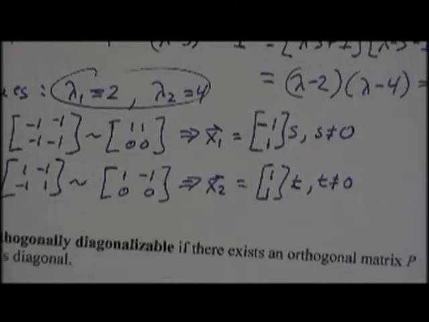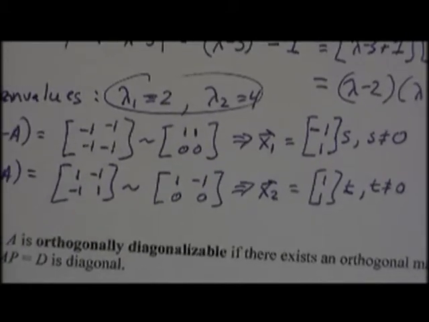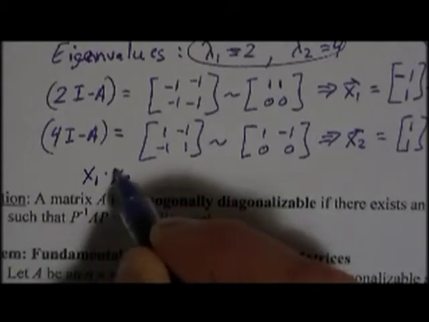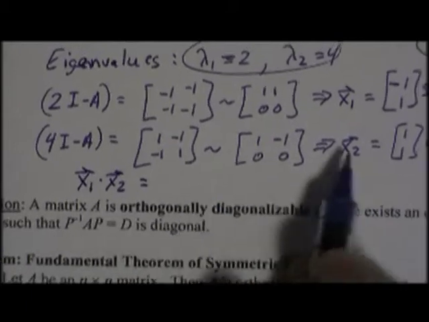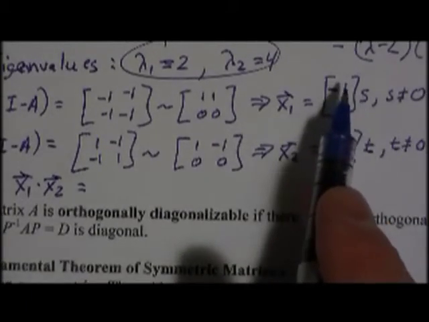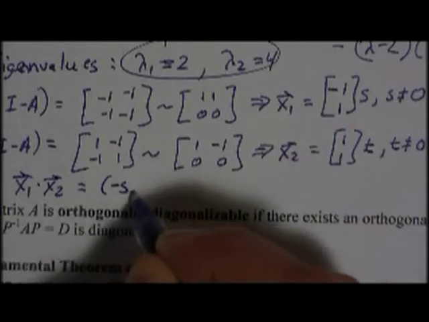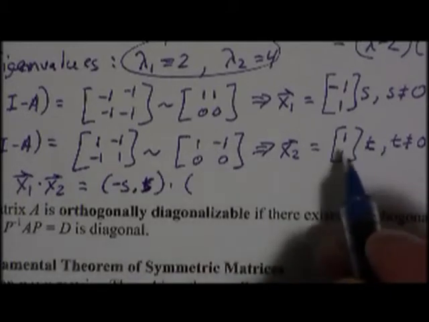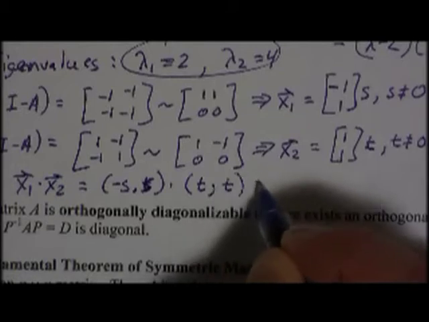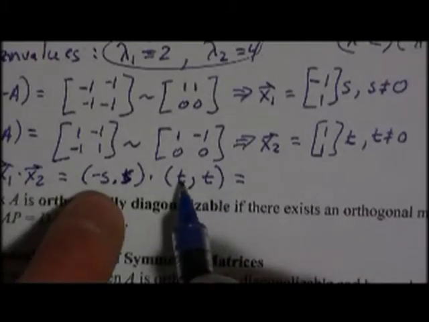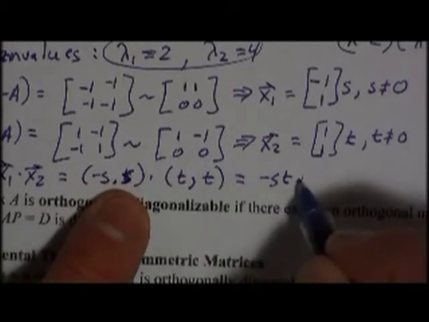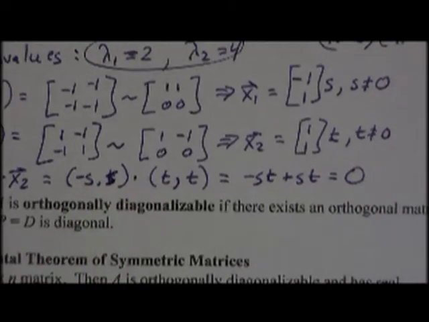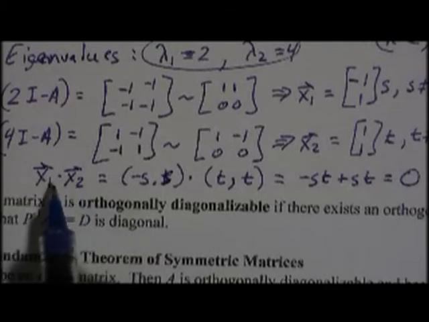Alright, now we want to check that they're orthogonal to each other. To check if they're orthogonal, let's take their dot product. So I'm going to take x1 and dot it with x2. Let's see if this is true for all these. So if I distribute the s, this would be negative s, positive s. And this would be positive t, positive t. So if I dot these two, we get negative st plus st. Well, st and negative st are always going to add up to 0 no matter what s and t are. So since their dot product is 0, these two have to be orthogonal.